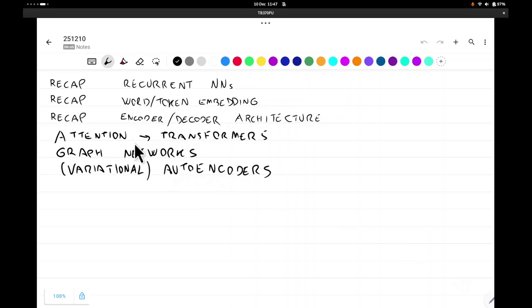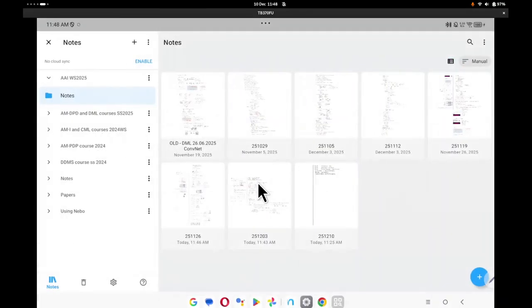And then, not necessarily today, I will close the architecture overview with the graph networks and autoencoders before I go to a presentation of different applications of the architectures that I have been presenting so far in material science and chemistry.